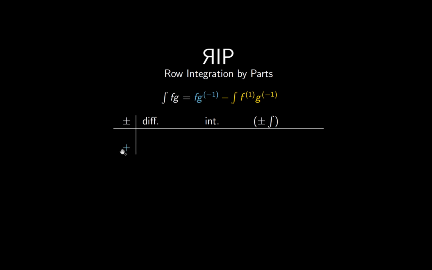We start with the plus sign to indicate a positive 1, choose an f to differentiate, a g to integrate, and take the product of 1 times f times g, and integrate that product. Note that this top row represents the original integral. The next row, we alternate with the minus sign indicating a negative 1, differentiate f, integrate g, and take the product of negative 1 times the derivative of f times the integral of g, and integrate that product.